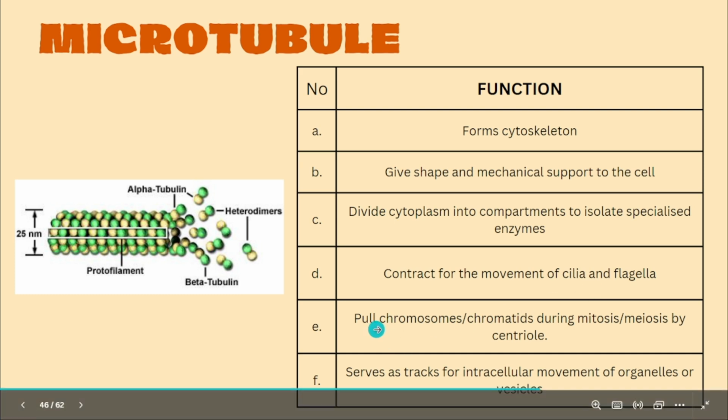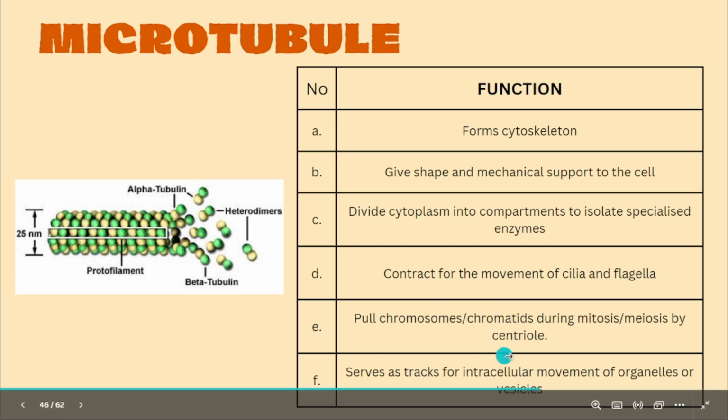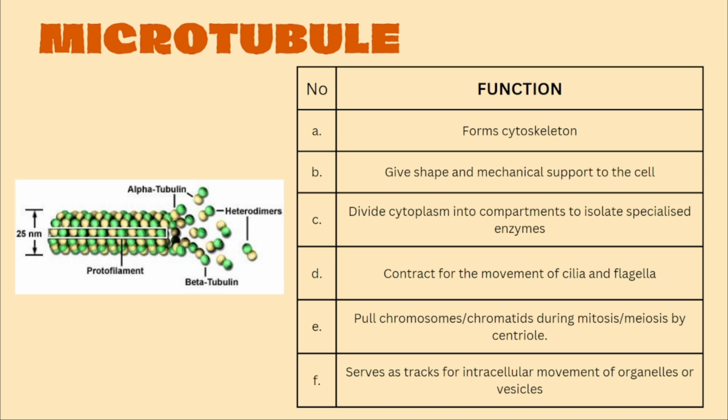And then number E is to pull chromosomes or chromatids during mitosis and meiosis. Centriole is also one type of microtubule. Microtubule will form the centriole, so that it can play a role in the mitosis and meiosis process. And the final one is to serve as a thread for intracellular movement of organelles or vesicles. Of course, because it contains motor protein, with the help of motor protein it can move the organelles and vesicles easily.